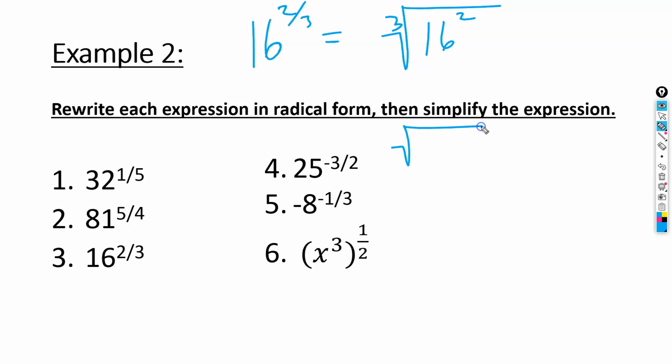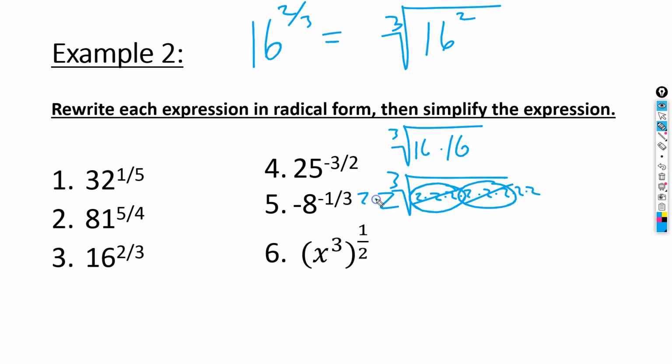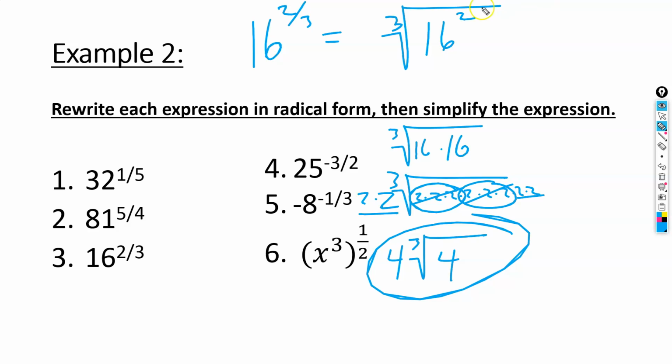inside. Now, since I have a 2 on the inside, I've got 2 16s being multiplied by each other. And each of those 16s are 4 2's. So I basically end up with 8 2's. So I could take out a group of 3 here, and I could take out a group of 3 here. So I could take out 2 twice. So 2 times 2 on the outside is 4, and 2 times 2 on the inside is 4. We get the same answer. It's just that it's a little bit more work.